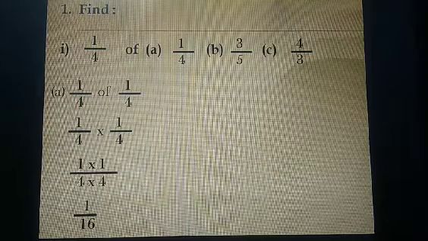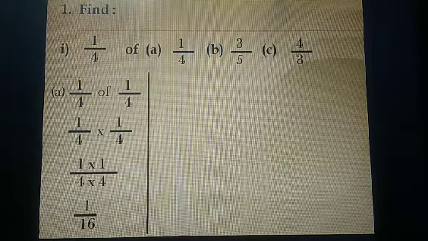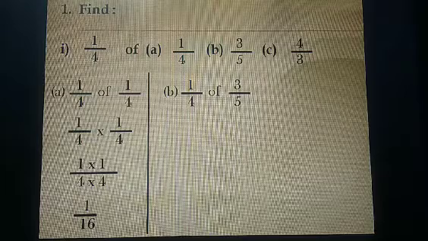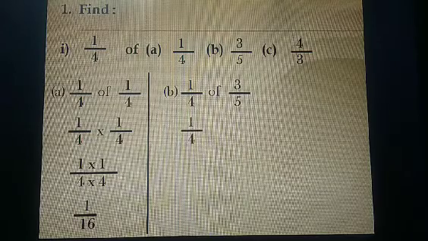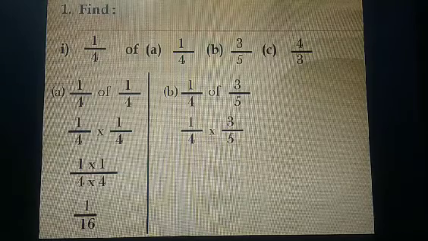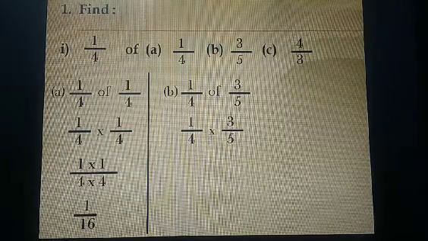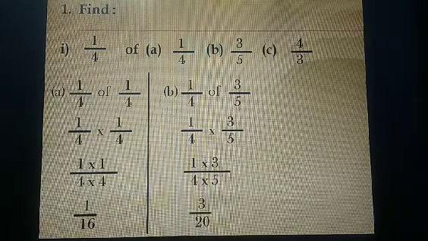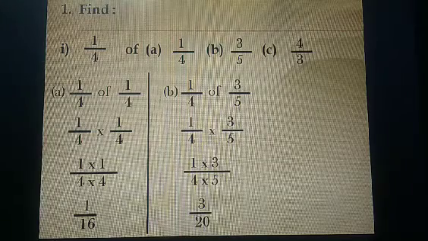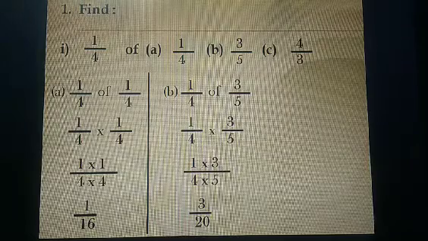This is a proper fraction. Move to the second sum. The second sum is 1 upon 4 of 3 by 5. Again, "of" represents multiplication. Multiply the numerators and then multiply the denominators. You will get the answer as 3 upon 20, and this is your final answer as the fraction is proper.